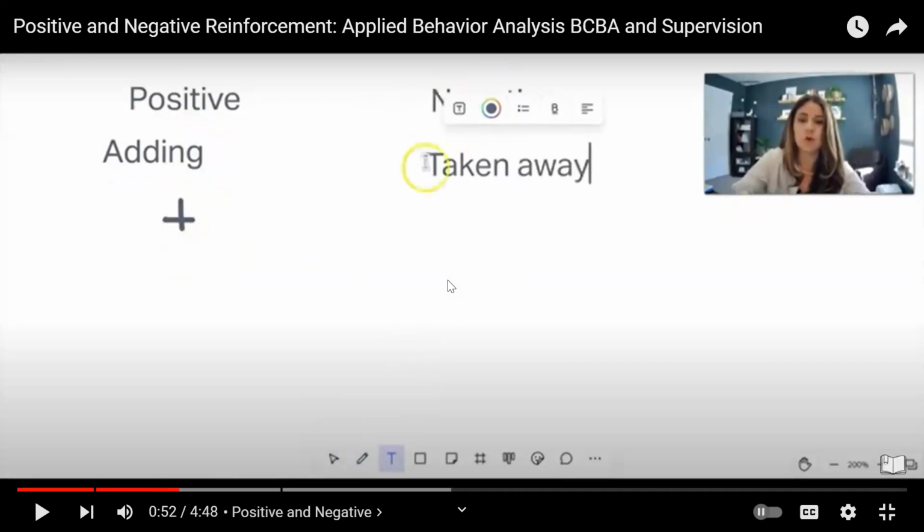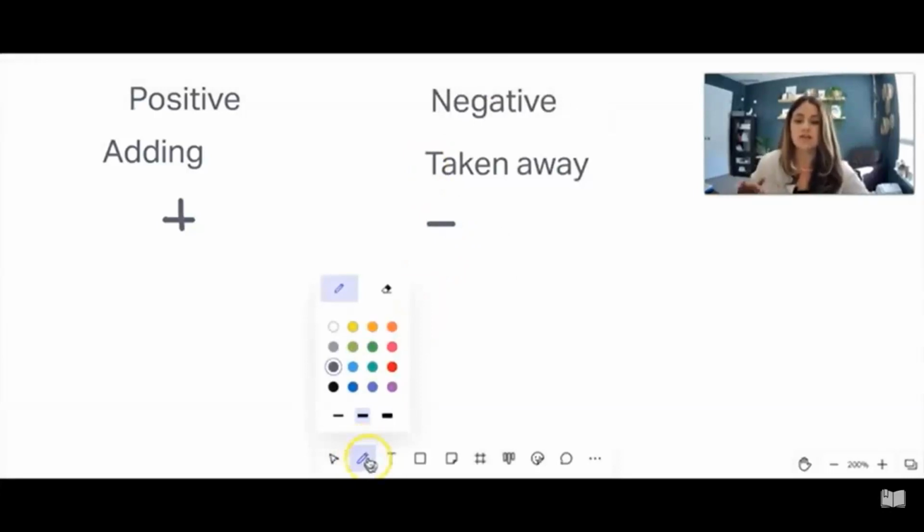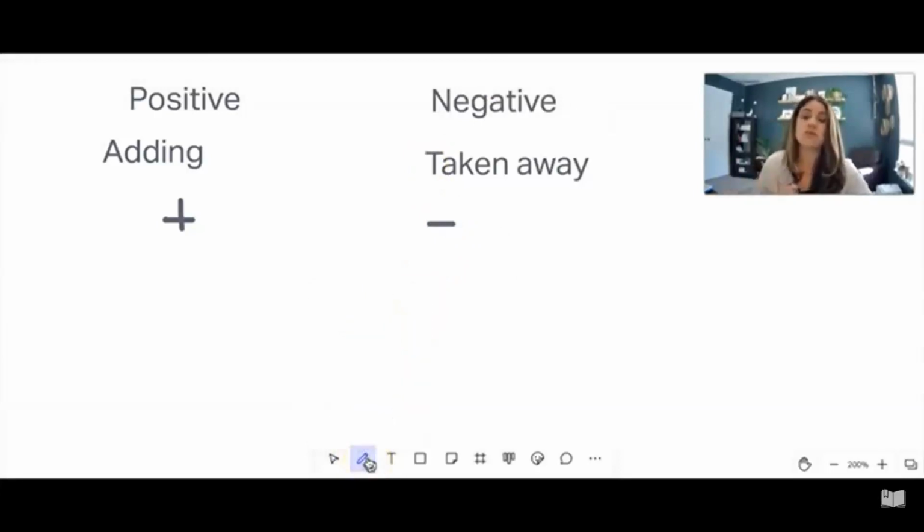Removed. So here you can have your little minus sign. So now that we have these, and this goes for punishment as well, which will be a separate video, positive and negative is always a stimulus is either added for positive or it's taken away or avoided for negative.